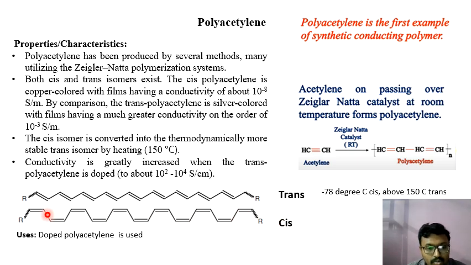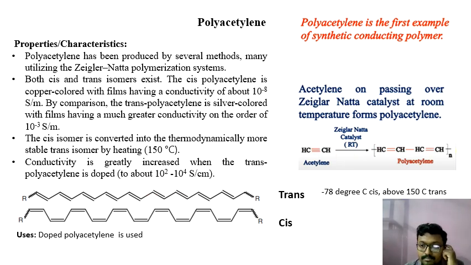In both cases, there is a possibility of pi conjugation. So pi bond can move from one side to another side. So this is the reason of conductivity in the polymer. If we take polyethylene instead of polyacetylene, then polyethylene will not be conductive because in polyethylene there is no conjugated pi system. Since in polyacetylene there is a conjugated pi system, this polyacetylene is a conductive polymer.